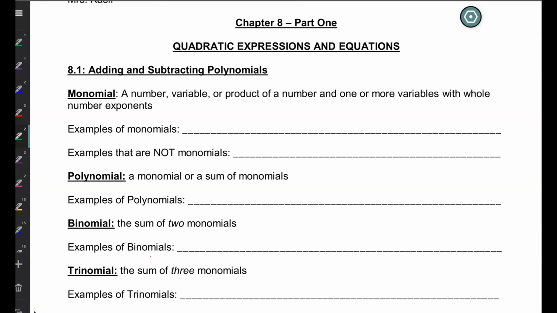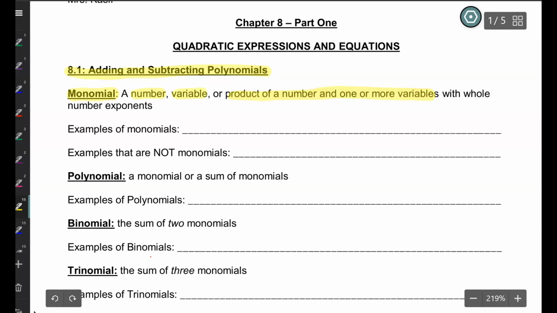Okay, starting chapter 8, we're going to look at adding and subtracting polynomials today. And before we do that, we're going to do some definitions. First definition is a monomial. That is a number, variable, or a product of a number and one or more variables with whole number exponents. Okay?